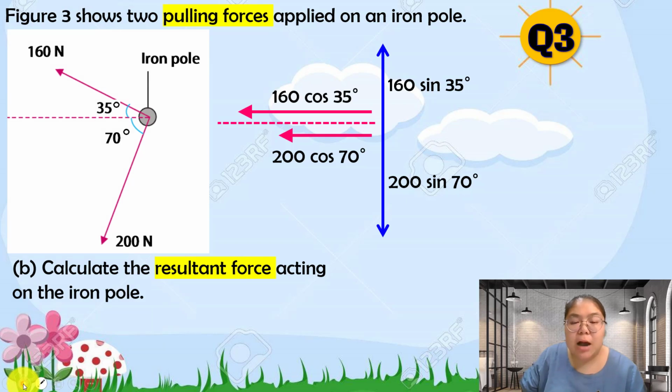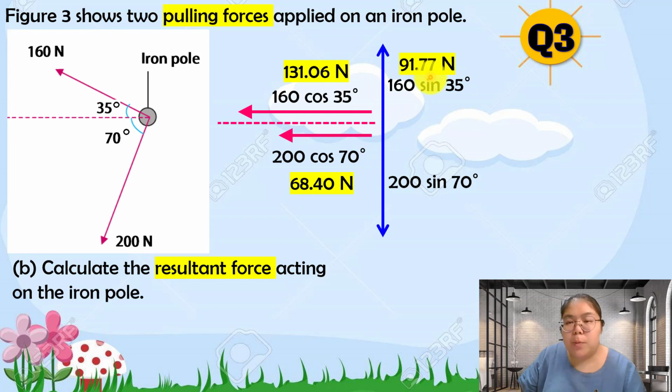Then we go to calculate the resultant force acting on the iron pole. Now we need to plus and minus. We do it one by one. This one, 160 cos 35, is 131.06. Then 200 cos 70 is 68.40 Newton. This one is 91.77 Newton. And the last one, 200 sine 70, is 187.94. So normally we take the biggest number to minus the smaller numbers. Then we follow the biggest direction.